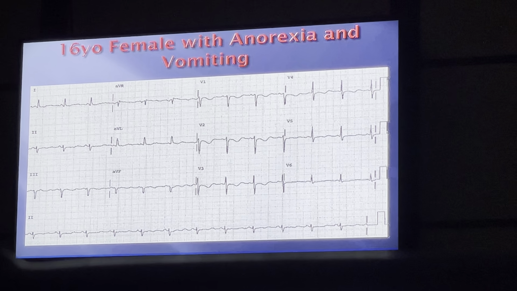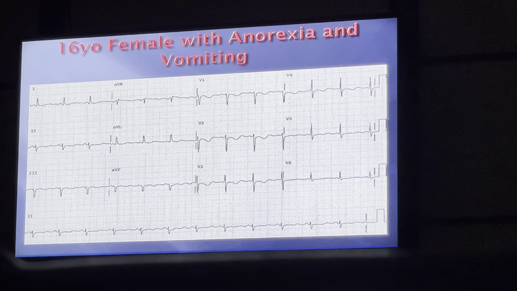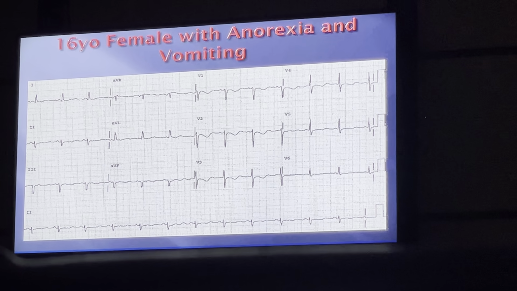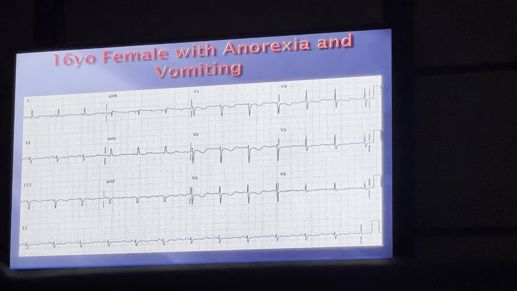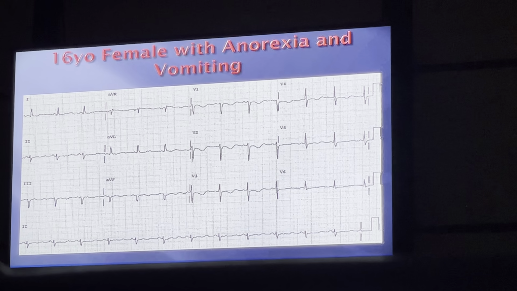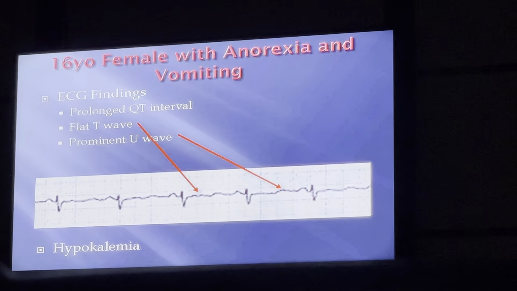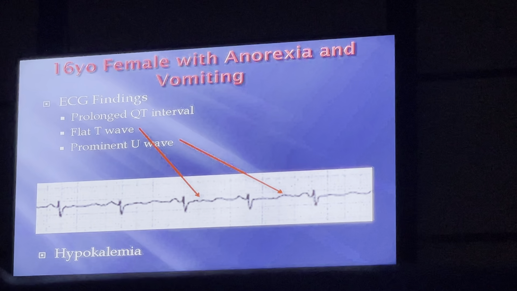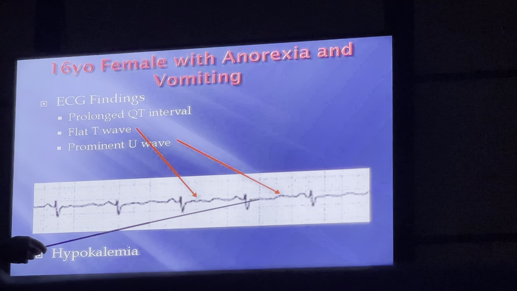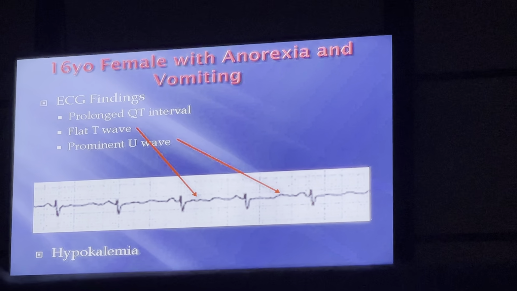So 16-year-old female with anorexia and vomiting. What is this? Hypokalemia, prolonged QT interval with the prominent U waves. Next. So here, this is the flat T wave and this is the prominent U wave. Next.